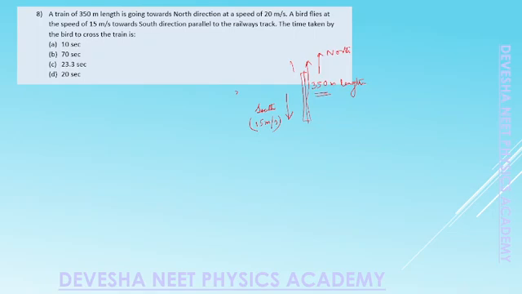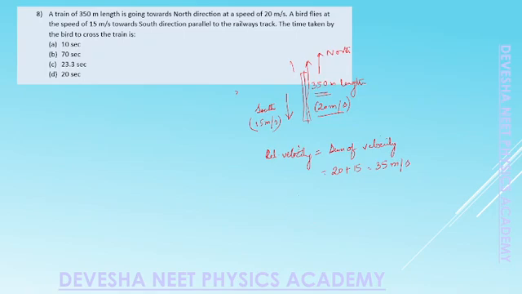And this train is moving at the rate of 20 meters per second. So now what is the relative velocity here? We all know that if things are moving in the opposite direction, there will be a sum of the velocities, because they are moving in opposite directions. So it will be 20 plus 15 is equal to 35 meters per second.